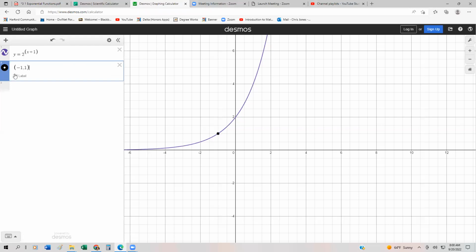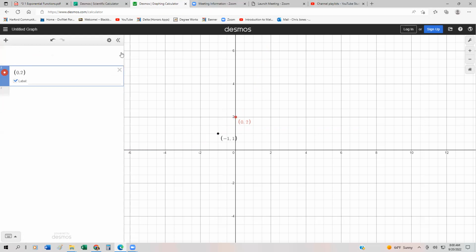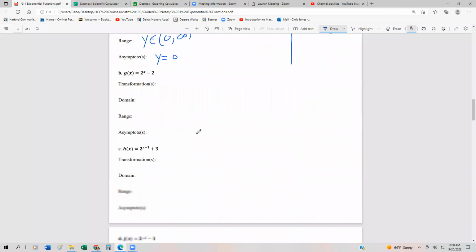Right, and then we also had the point (0, 2). All right, so that's a way that you can verify that what you thought would be the transformation, that's what it's going to be. All right, so a few more examples.